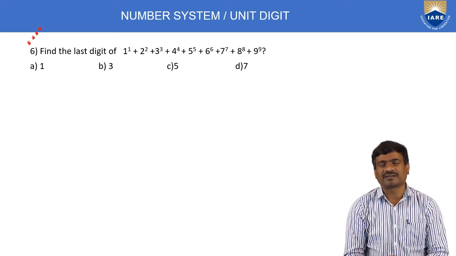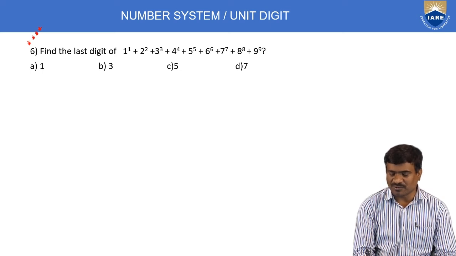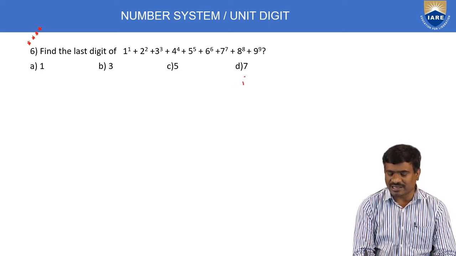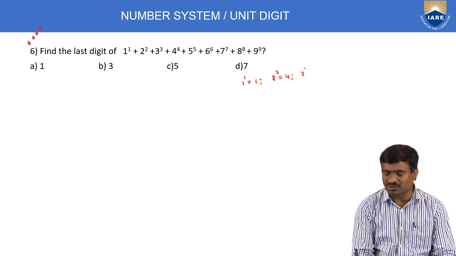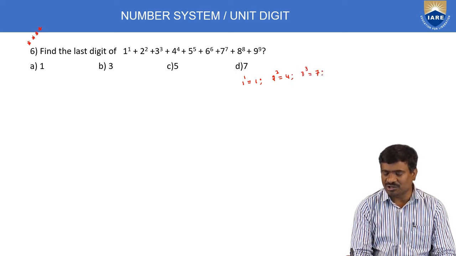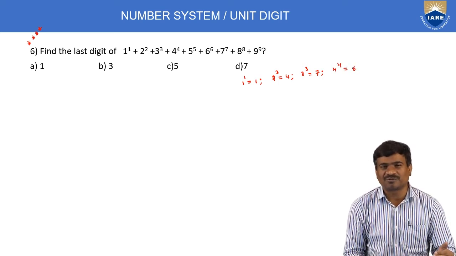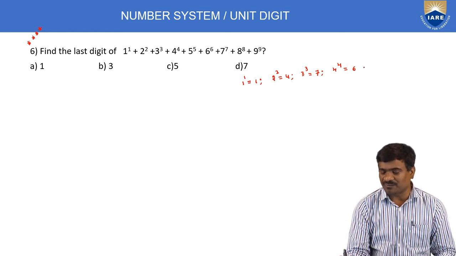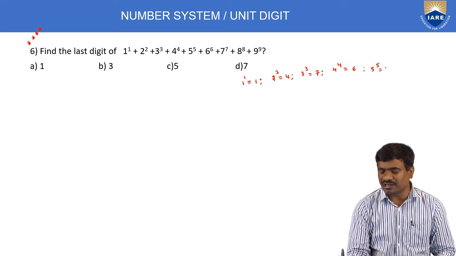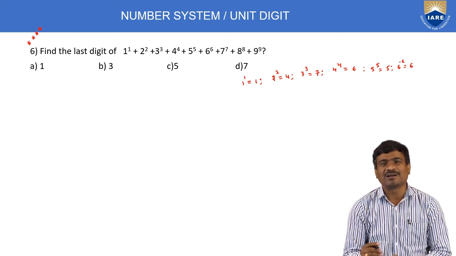Our method: calculate the individual unit digits. The first one, 1 to the power of 1, is equal to 1. Next 2 to the power of 2, 2 square is 4. Next 3 cube is 27, unit digit 7. Next 4 to the power of 4: 4 to the power of an even number is 6, or 4 to the power of 4 is 256, unit digit 6. Next 5 to the power of any number is 5. Next 6 to the power of any number is 6. Up to 6 is easy, simple calculation.